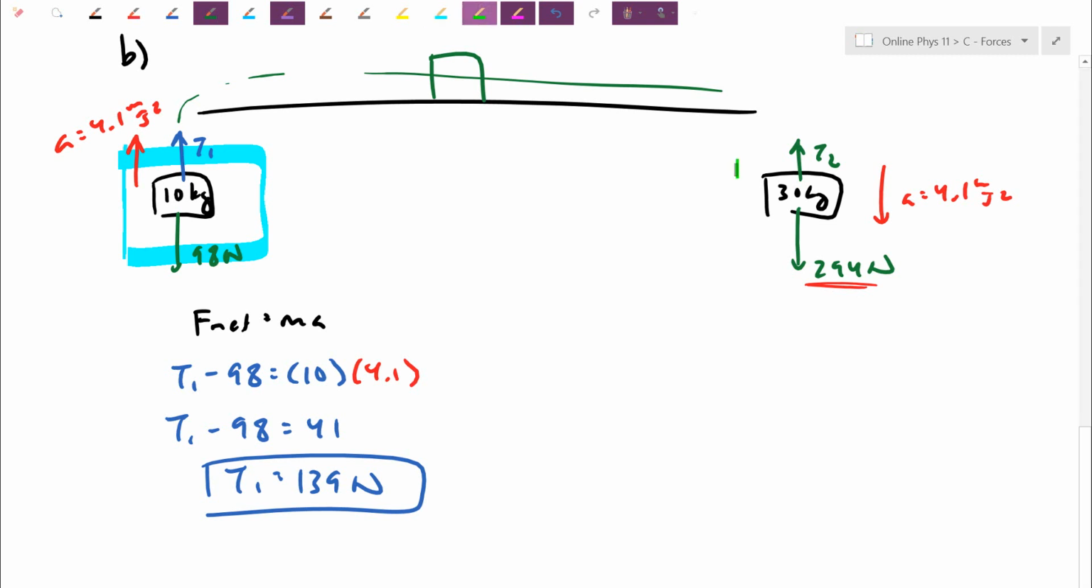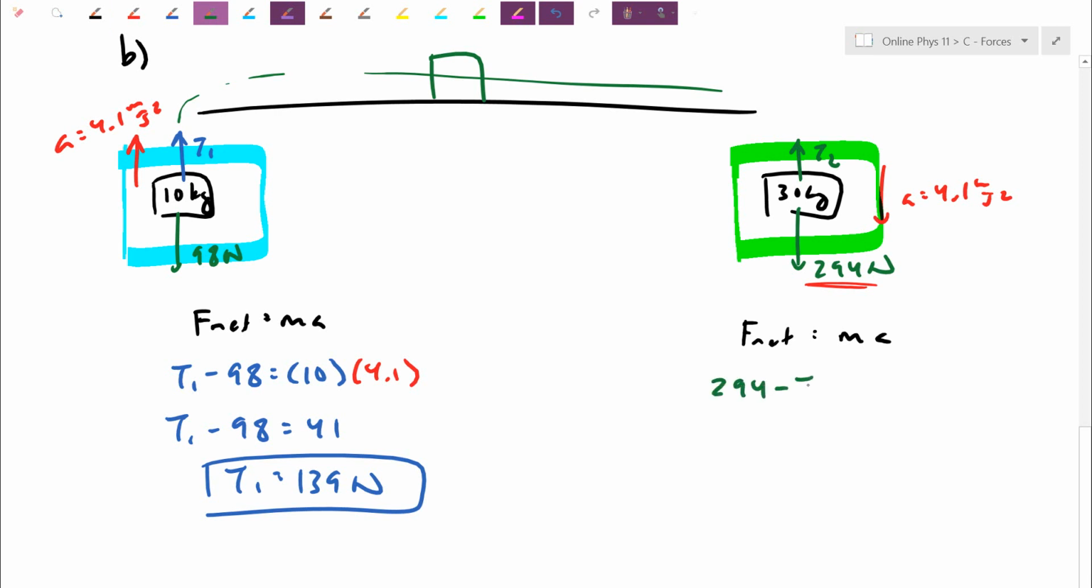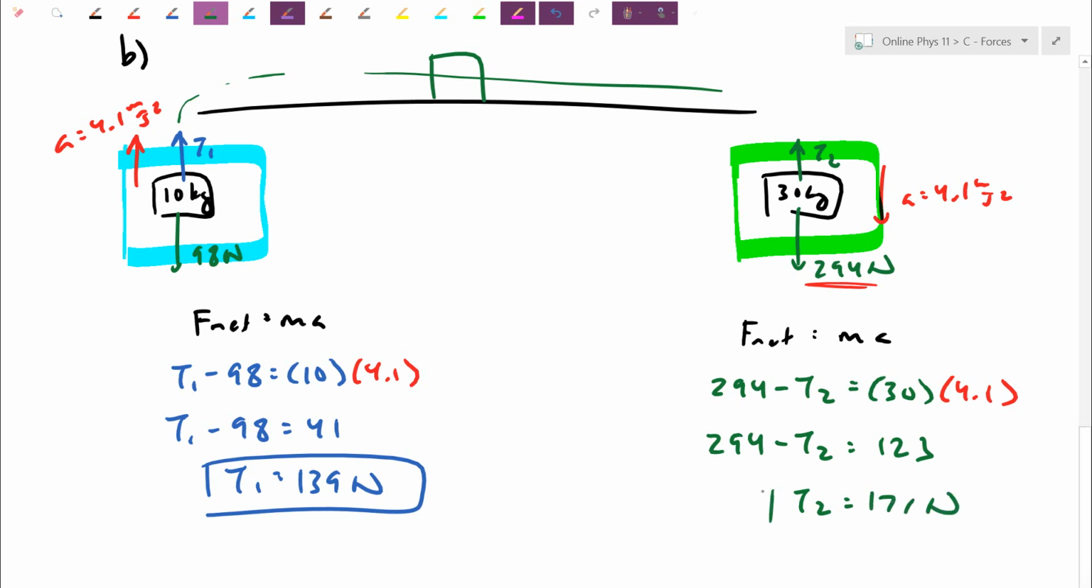In a similar fashion on the other side here, I know that the FG actually wins. If I try to go F net equals ma, we go bigger number minus smaller number. So we go 294 minus whatever T2 is along the second string is equal to just this mass, 30 kilograms. This mass also needs to accelerate at 4.1 because I went bigger minus smaller. I can keep this acceleration as positive. So let's just clean this up a little bit here. 294 minus T2 equals 30 times 4.1, which gives me 123, and therefore T2 is 294 minus 123, which gives me 171 newtons.